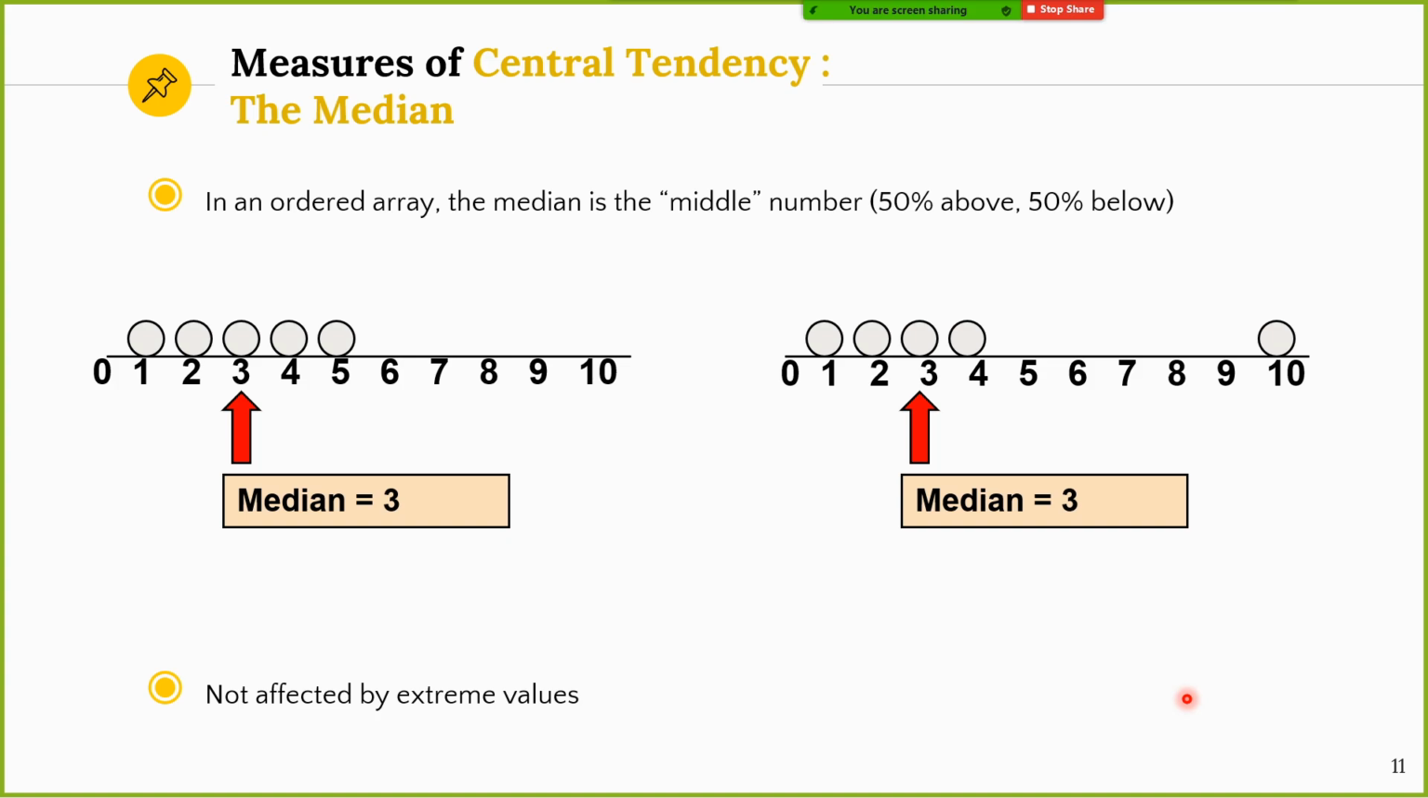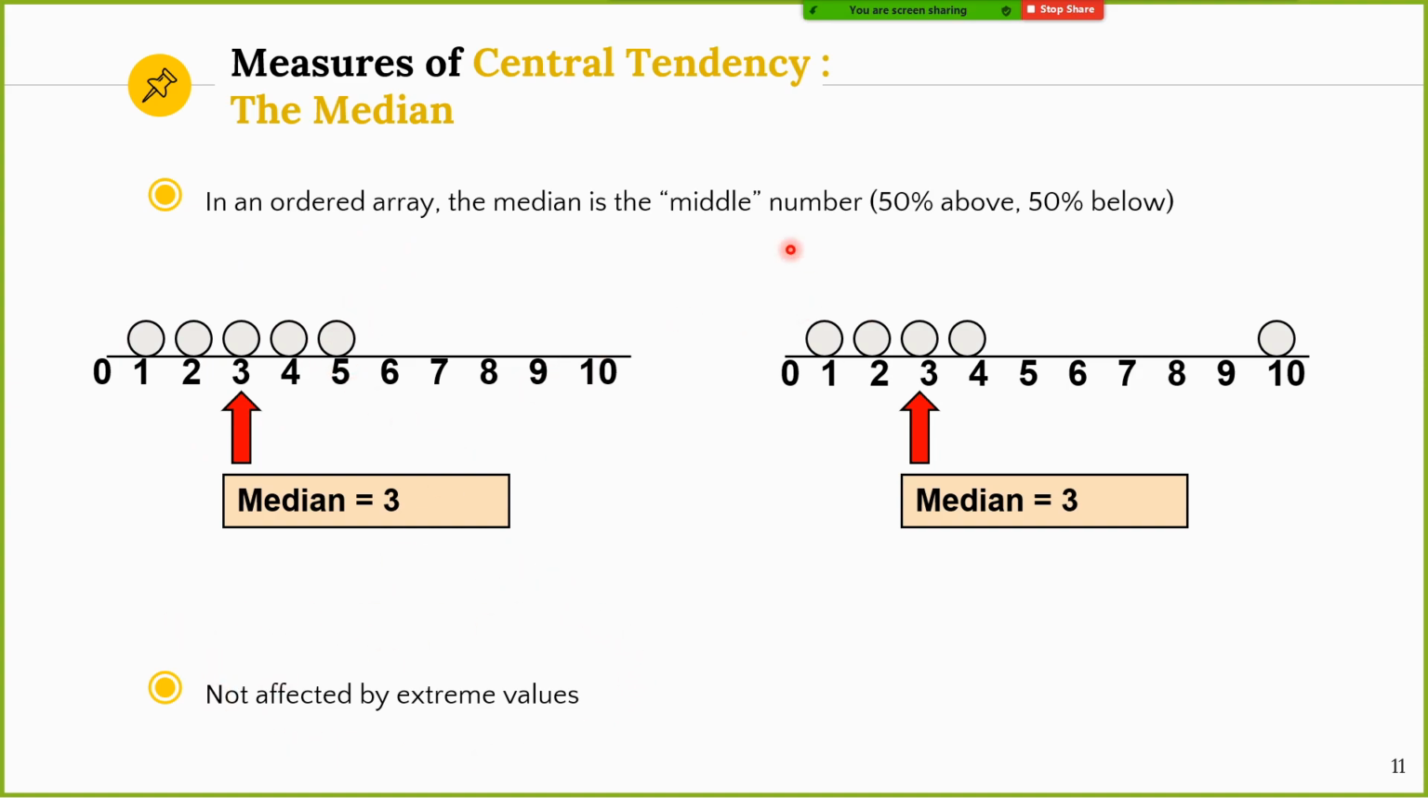So you know that median is only the middle number, but you need to make sure your data is in an ordered array. So you need to rank the data from the smallest to the largest. Then you can calculate the median. So the median is only the middle number of the data that you have. And also, this is not affected by extreme values.